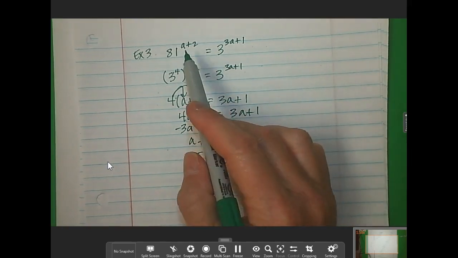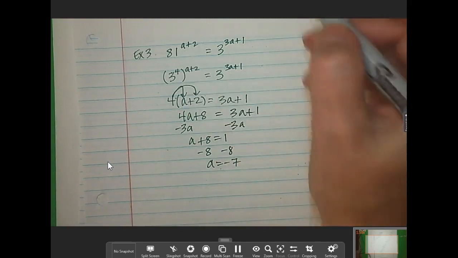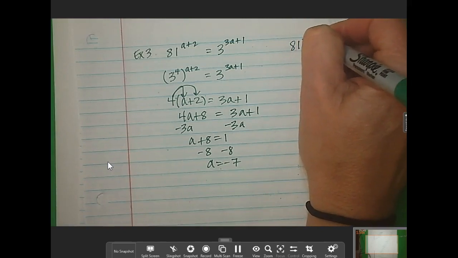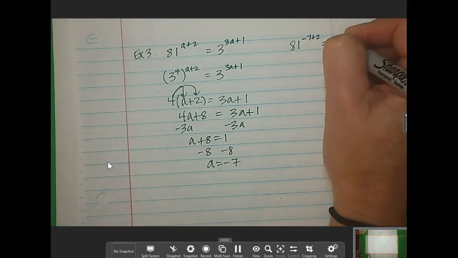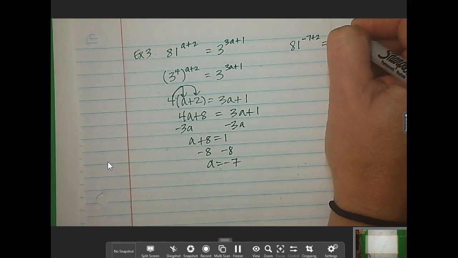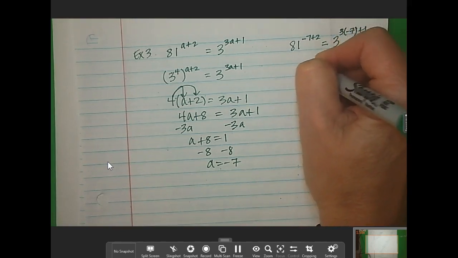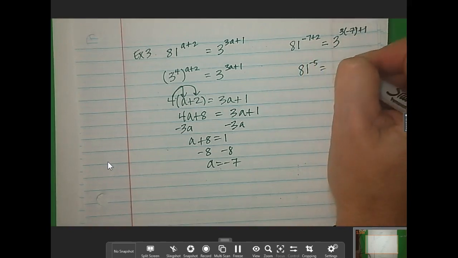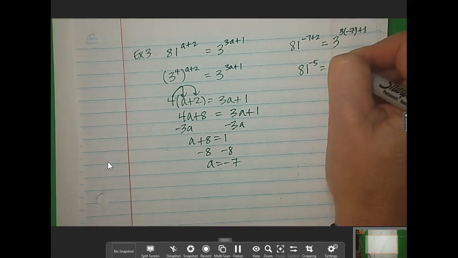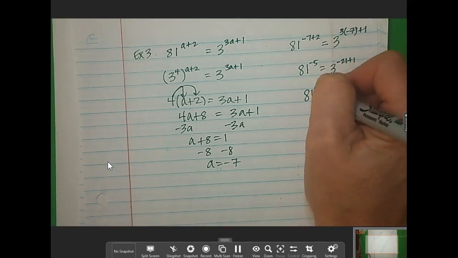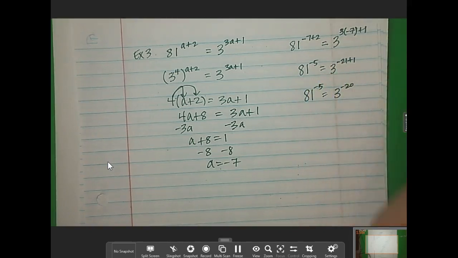So again, this is going to be a really small number because the negative exponent is going to shove the base to the bottom. So I have 81 to the negative 7 plus 2 is equal to 3 to the 3 times negative 7 plus 1. So 81 to the negative 5 should be equal to 3 to the negative 21 plus 1. 81 to the negative 5 is equal to 3 to the negative 20.